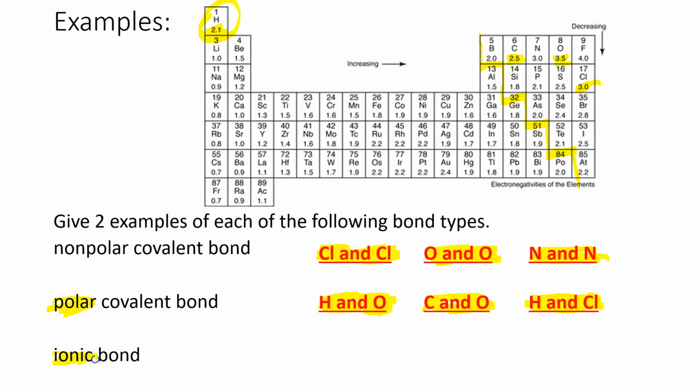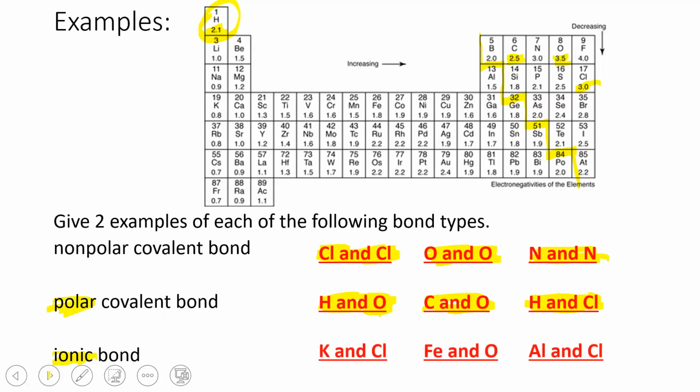Think of some examples of an ionic bond. Well, any metal and nonmetal, so potassium and chlorine. K is way over here at 0.8. Chlorine is 3.0. There's a big difference between their electronegativities. And then Fe and O. Fe is right in here, 1.8. O has 3.5. Pretty big difference.